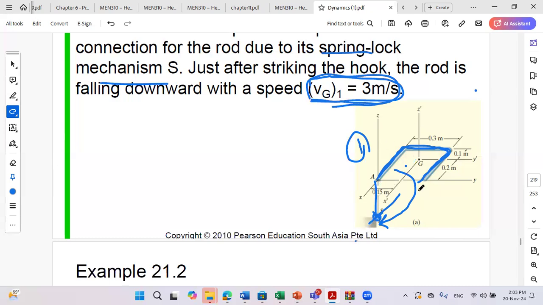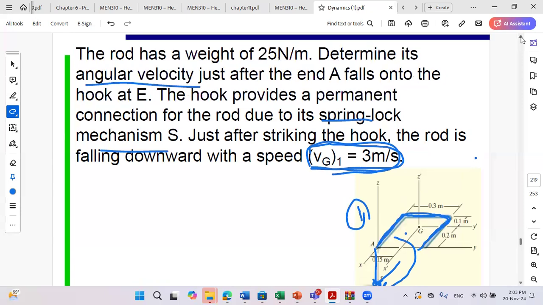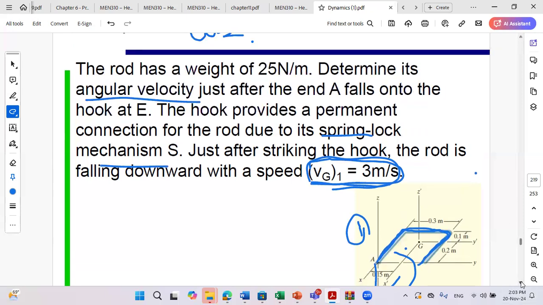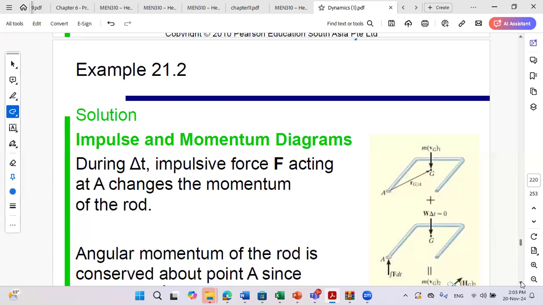Then we can apply conservation of angular momentum before and after the collision. You remember that whenever we have a collision between two bodies, if the external forces are non-impulsive, we can apply conservation of angular momentum. Here they didn't give us delta t, the time of collision, so we can consider that delta t is really small.